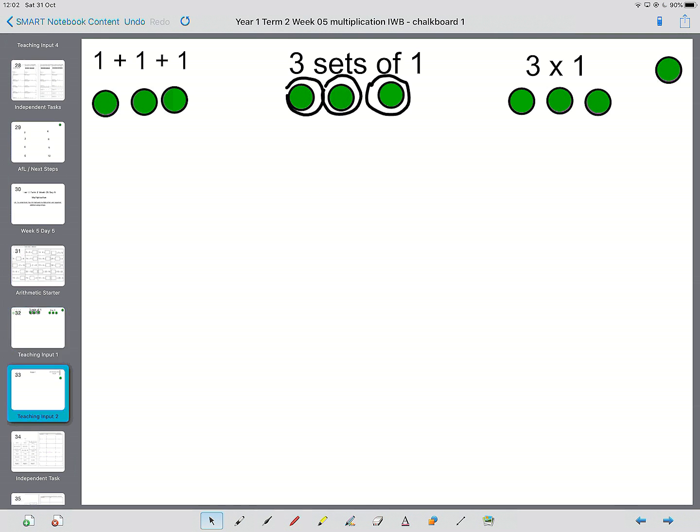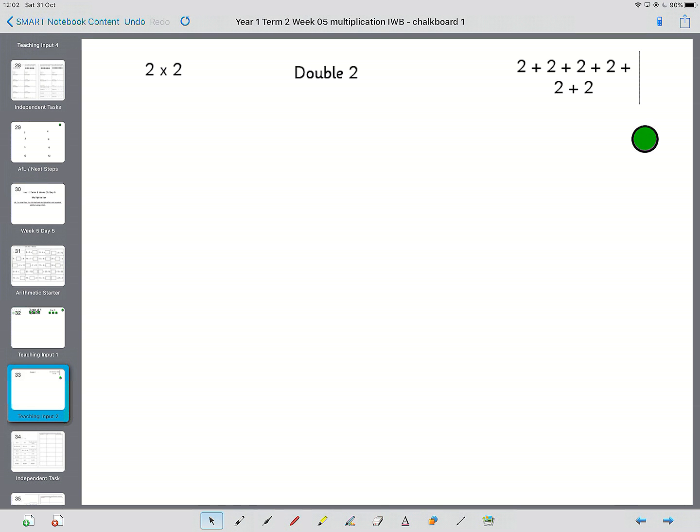Okay, so this time your challenge is to work out which of these number sentences is different to the other two. And again, if you draw them or use counters, that's the best way to do it. I'm going to show you how I draw them this time. So pause the video and when you're ready. So we've got 2 times 2, so that's saying two sets of two. Two, two. Then we've got double two. Well, double one set, that's a two, and we double it by adding it again.